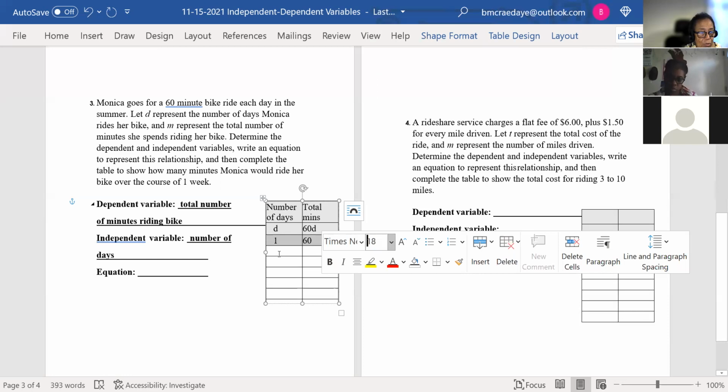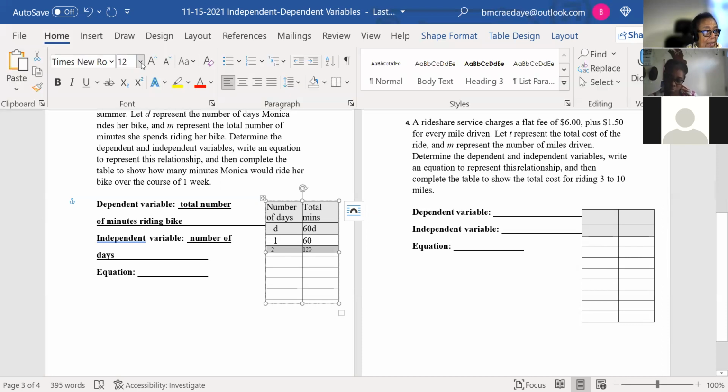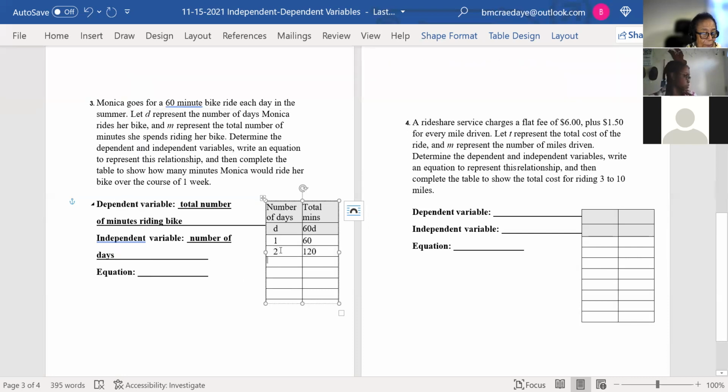So when we go to 2 days, if this is a 2, what would the minutes be? 120 minutes. That's right, because 2 times the 60. Make it bigger. And then 3 days would be what? 180. Yeah, 3 times 60, which would be 180.